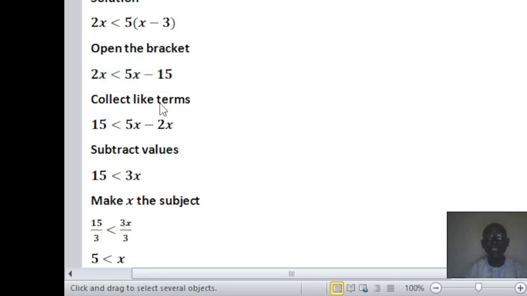Now collect your like terms. You see 5 is here and 5 at the other side. So what we now do, because this 5x is greater than this 2x, you bring it here. Meanwhile, you carry minus 15 to the other side. That's what we do here. Once you take it to cross the inequality sign, minus 15 becomes plus 15. And by the time you take plus 2x to the other side, it becomes minus 2x. You get the logic?